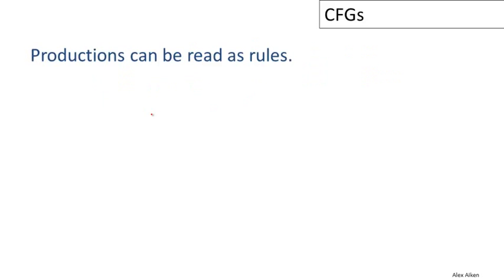Now, productions can be read as rules. So let's write down one of our productions from the example grammar. And what does this mean? This means wherever we see an S, we can replace it by the string of symbols on the right-hand side. Wherever I see an S, I can take the S out. That's important. I remove the S that appears on the left side, and I replace it by the string of symbols on the right-hand side. So productions can be read as replacement rules. The right-hand side replaces the left-hand side.